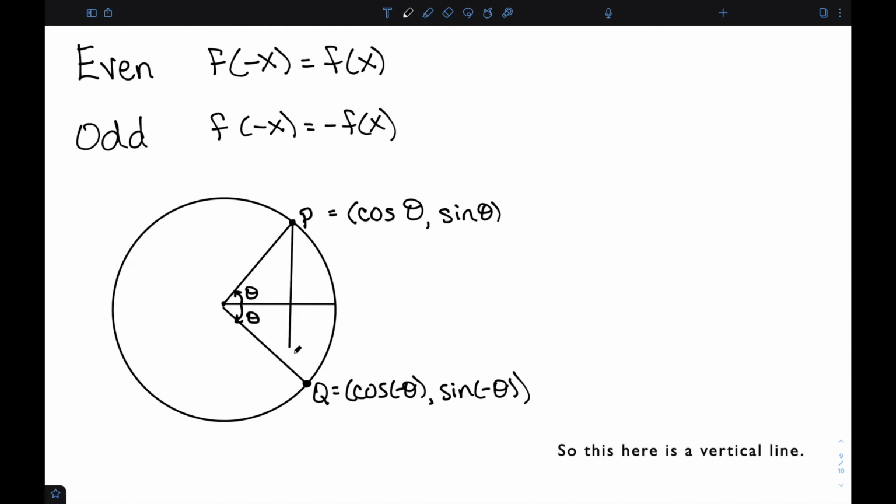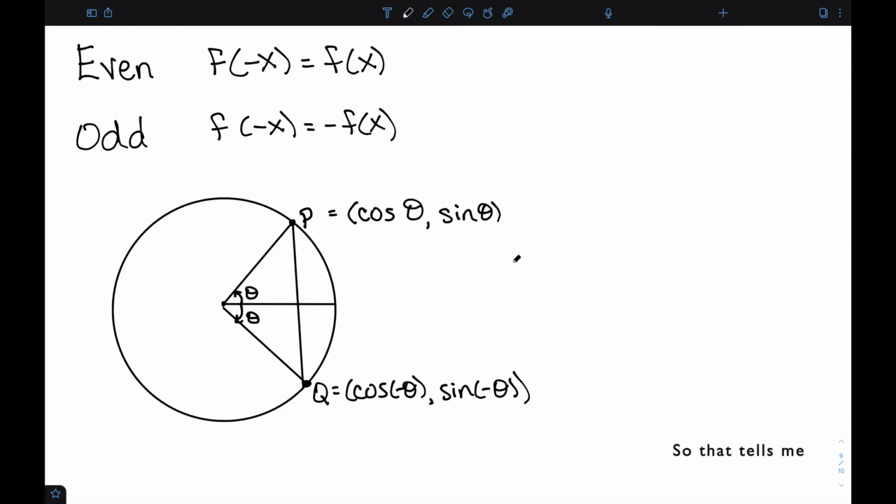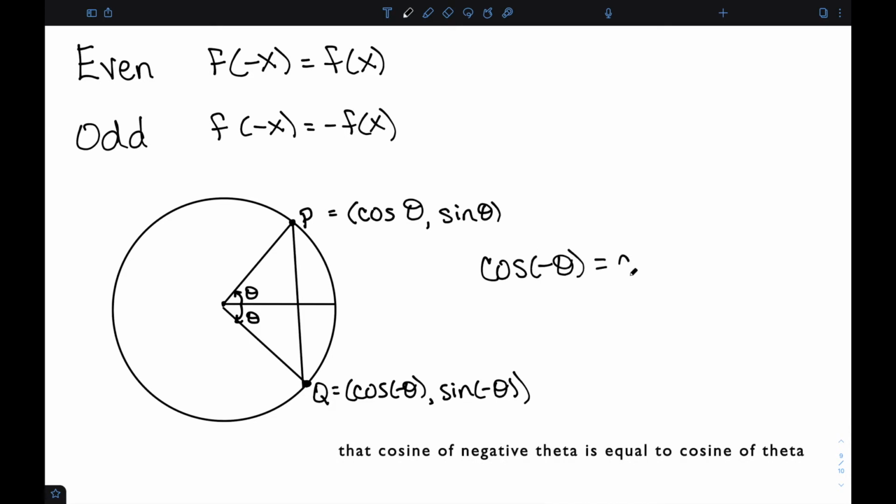So this here is a vertical line, and we can see that the x-coordinates are actually going to be the same on a vertical line. I haven't shifted anywhere along the x-axis, I've only changed the y-axis. So that tells me that cosine of negative theta is equal to cosine of theta. In other words, cosine is an even function.